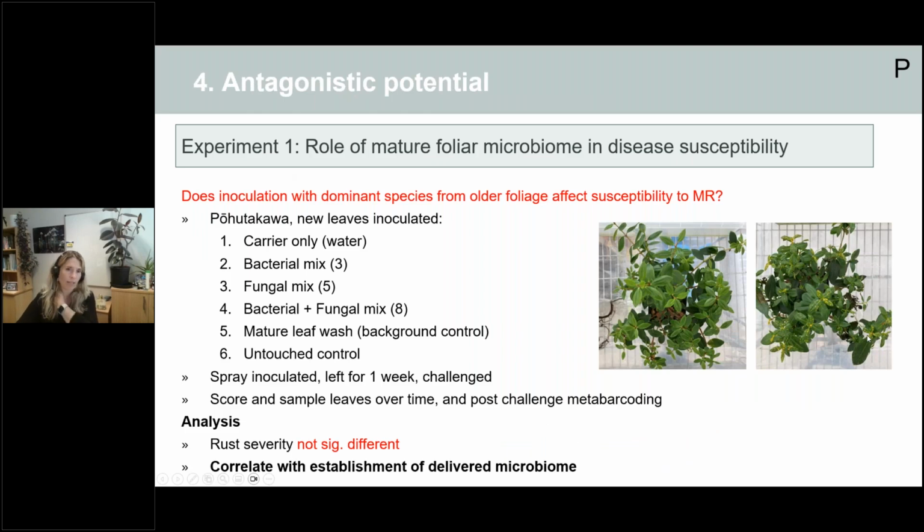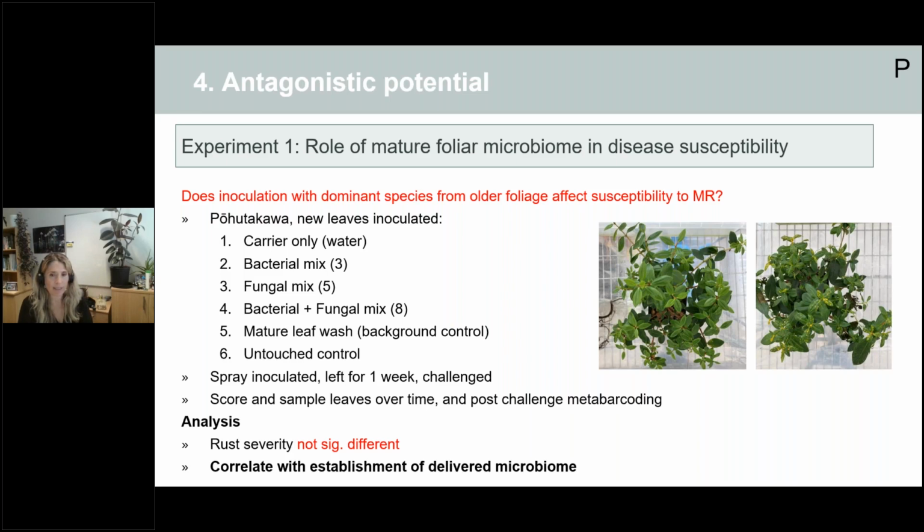Then we also started to look at the antagonistic potential. So we had this large culture collection. We had seen that there were differences between old and new foliage, and we wanted to know whether the microorganisms from the older foliage, the last season's foliage, would be able to offer some protection against Myrtle Rust infection. So we chose to do this initially on pōhutakawa, mainly because it has lovely big leaves on which to apply said microbial organisms, but also nice scoring, and we're able to recover organisms from the phylloplane quite easily.